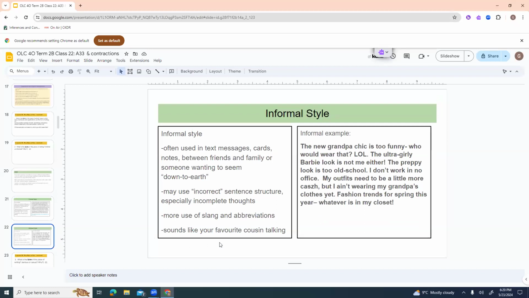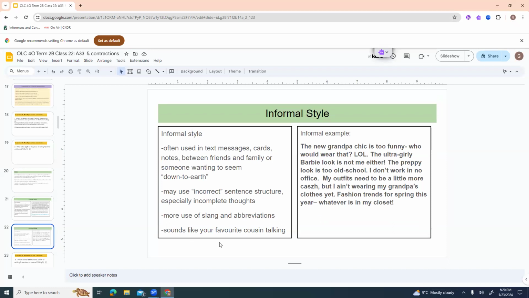Informal style is often used in text messages, cards, notes, between friends or family or anyone wanting to seem down to earth. It may use incorrect sentence structure, especially incomplete thoughts. It may use slang and abbreviations. It kind of sounds like your favorite cousin talking to you or your best friend. So here's an example of informal writing.